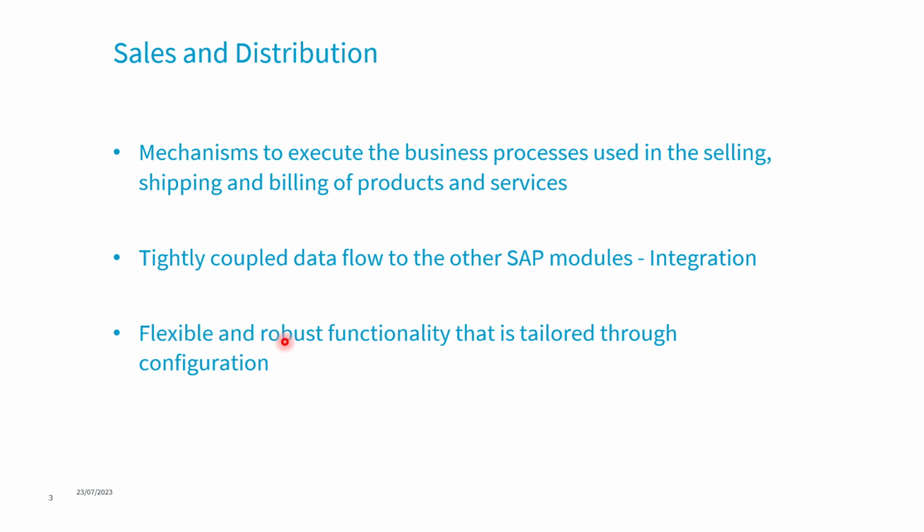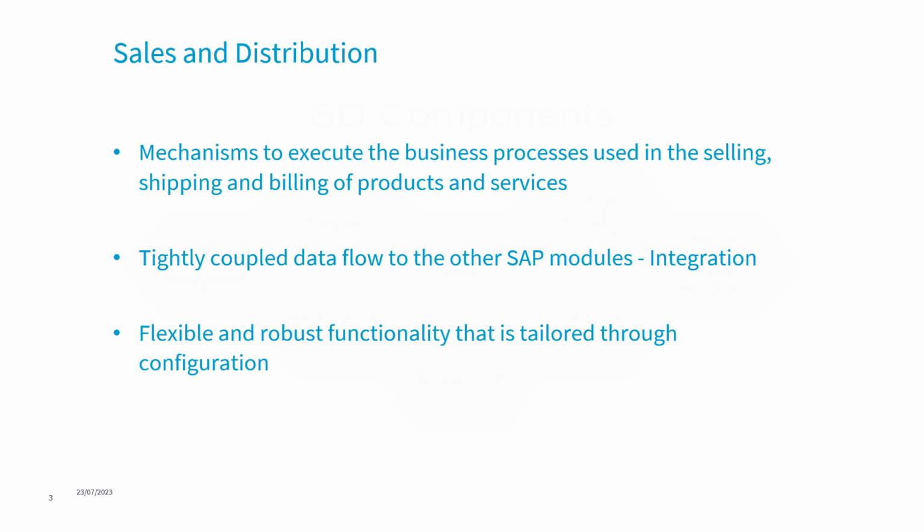Then, flexible and robust functionality that is tailored through configuration. So if a client is giving you certain requirements in the area of sales and distribution, you will simply configure those, and you can make it flexible as well as robust. The solution depends on the business requirement, and that is the reason this statement comes here. So your configuration plays an important part here, in how you're going to structure the business in the area of sales and distribution.